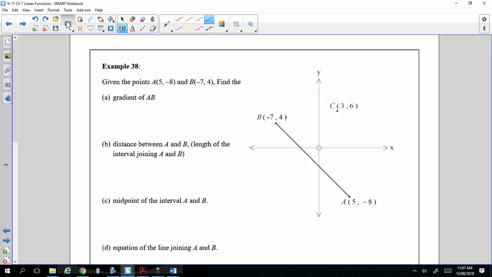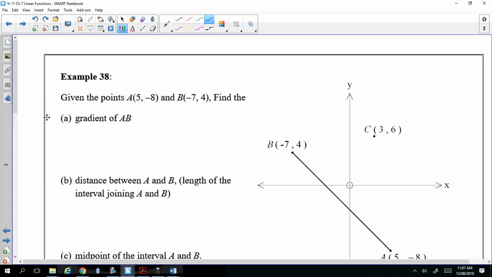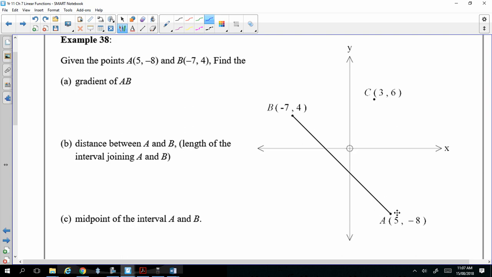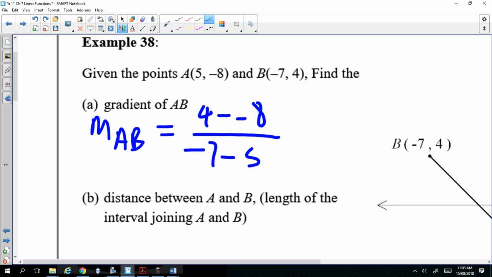Example 38. Given the points are these, notice that they are labeled on the diagram. Find the gradient of AB. That's easy enough, right? Every time I find gradient AB, I always put AB in the gradient, so I know I'm finding the gradient of AB, not gradient of any other line. So we'll do 4 minus negative 8 over negative 7 minus 5. What do you get? 12 over negative 12. Get negative 1.